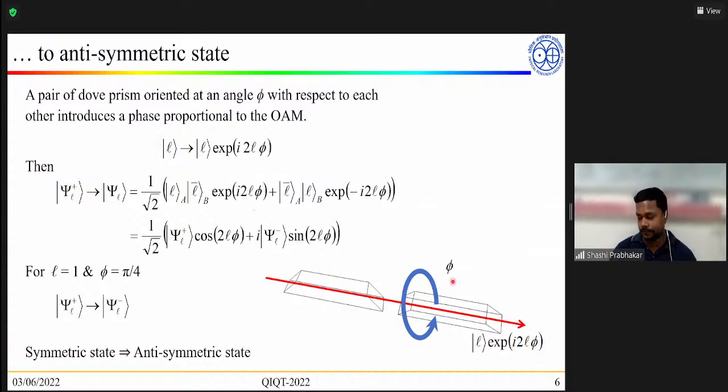and we put this combination of two Dove prisms rotated by angle phi, we can at some combination actually get an antisymmetric state. So if L equals 1, it's a first order vortex.